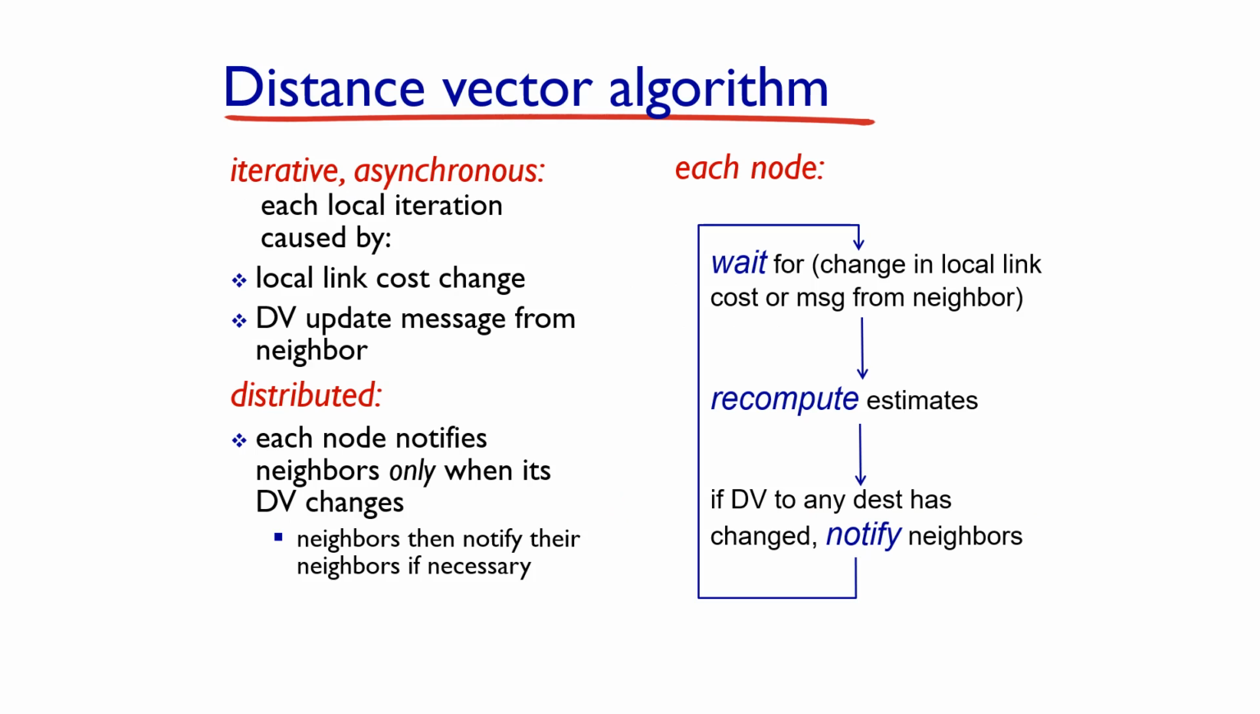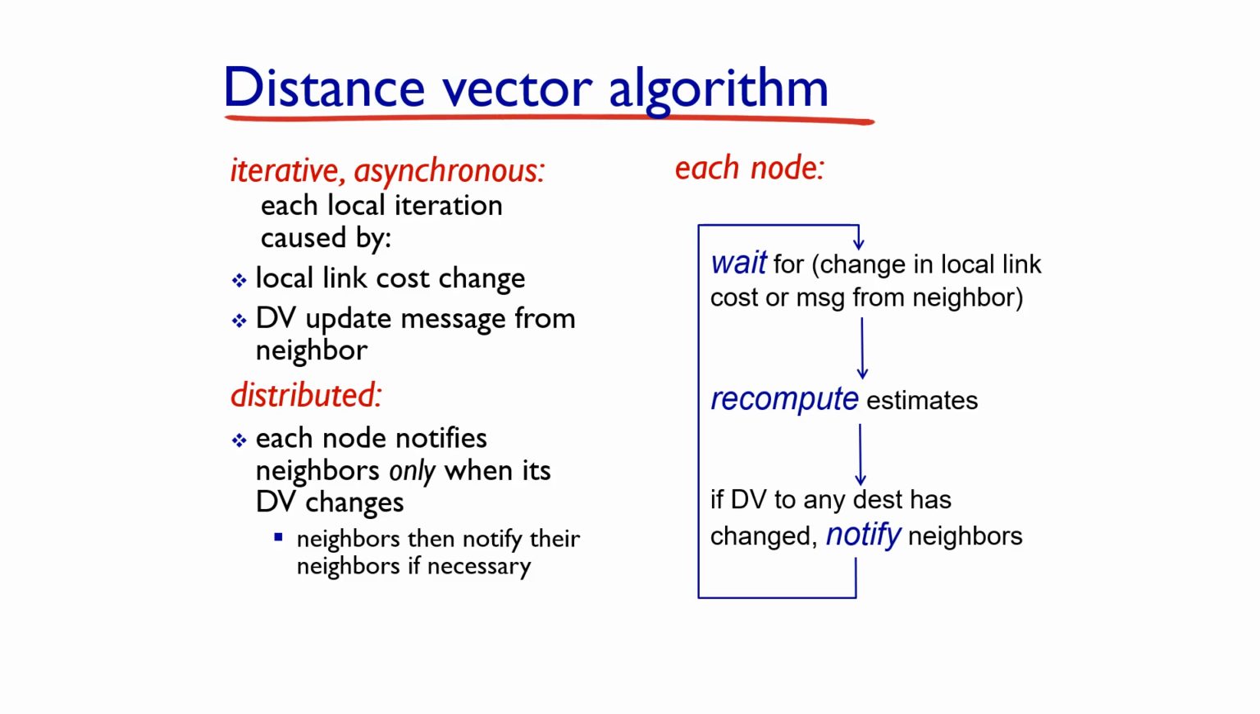The distance vector algorithm is an iterative and asynchronous process, and at each local iteration it performs the distance vector update. The cause of this update may be a link cost change, a distance vector update message from a neighbor, or periodic updating. Then the update is done at each node.